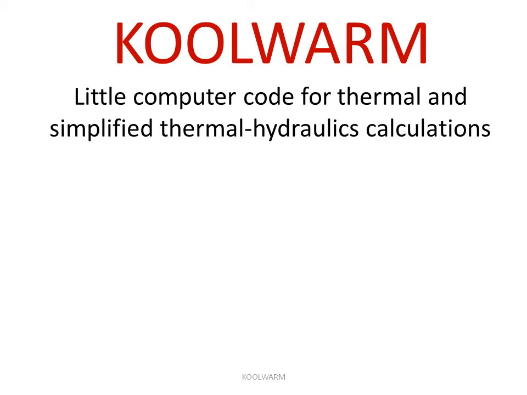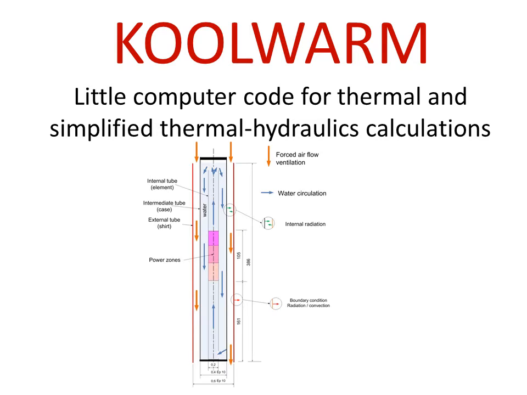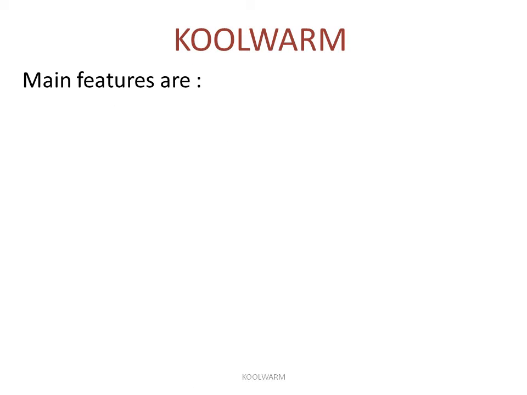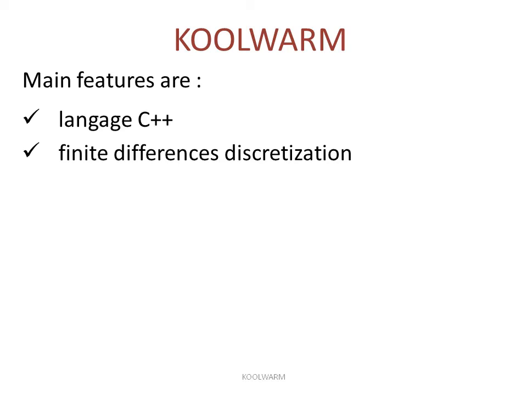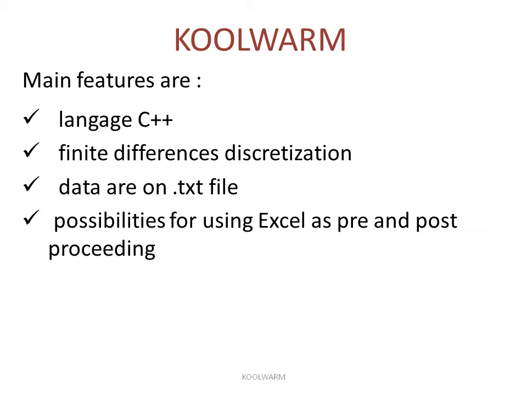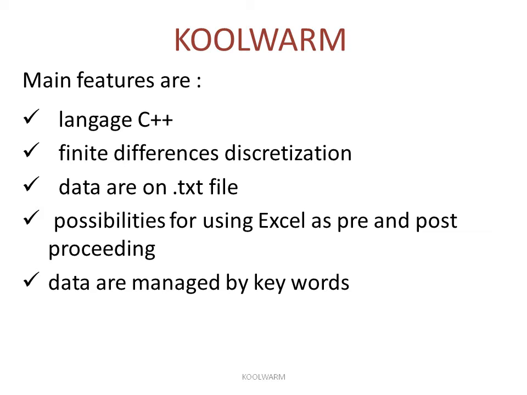KoolWarm is a little computer code for thermal and simplified thermal hydraulics calculation. The main features are: it is written in C++ language, and is based on finite difference discretization. Data are written on files of type text. Possibility for using Excel as pre and post processing exists. Data are managed by keyword.